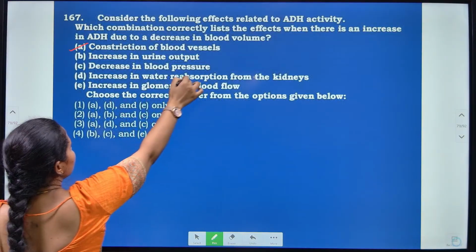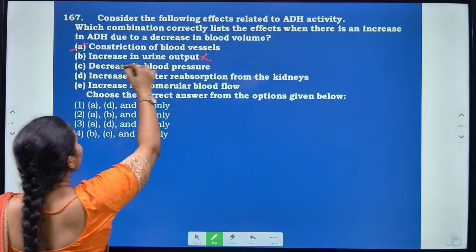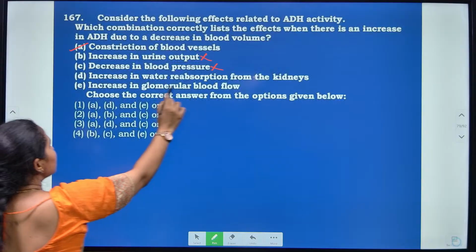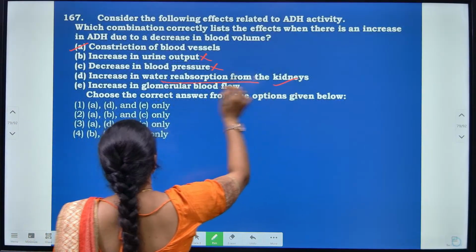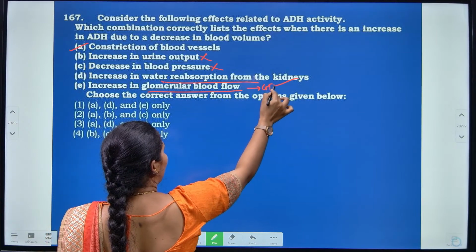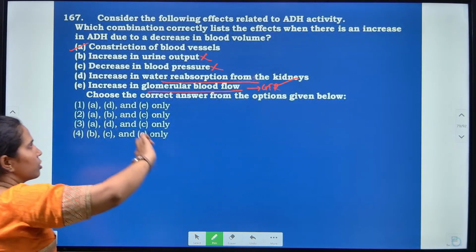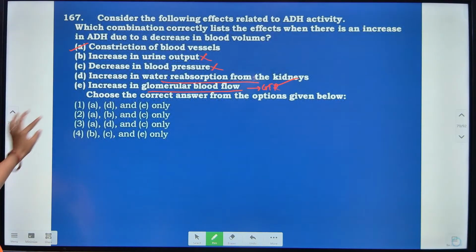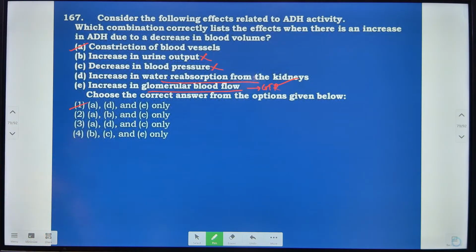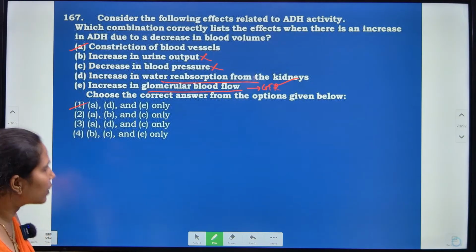There is no increase in the urine output, and there is no decrease in the blood pressure here, but it is going to help in increasing the water reabsorption from the kidney and increase the glomerular blood flow, that is GFR. So options B and C are incorrect, but the remaining options A, D and E are the right options according to ADH activity, that is antidiuretic hormone.